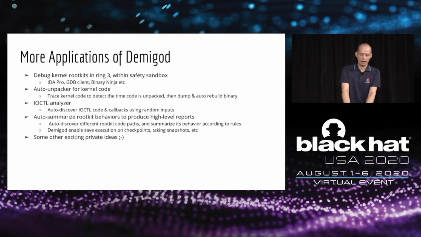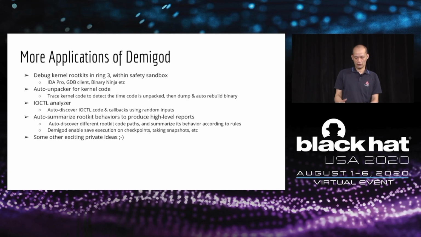You can build an I/O control analyzer, so you can automatically discover all the I/O control codes with different inputs, and you can exchange the callbacks of the I/O control codes. You can also build an auto-summarizer of rootkit behavior to produce high-level reports. The idea is that you can automatically discover different rootkit paths with different random inputs, and after that, we can build a summarized report of all the behaviors.